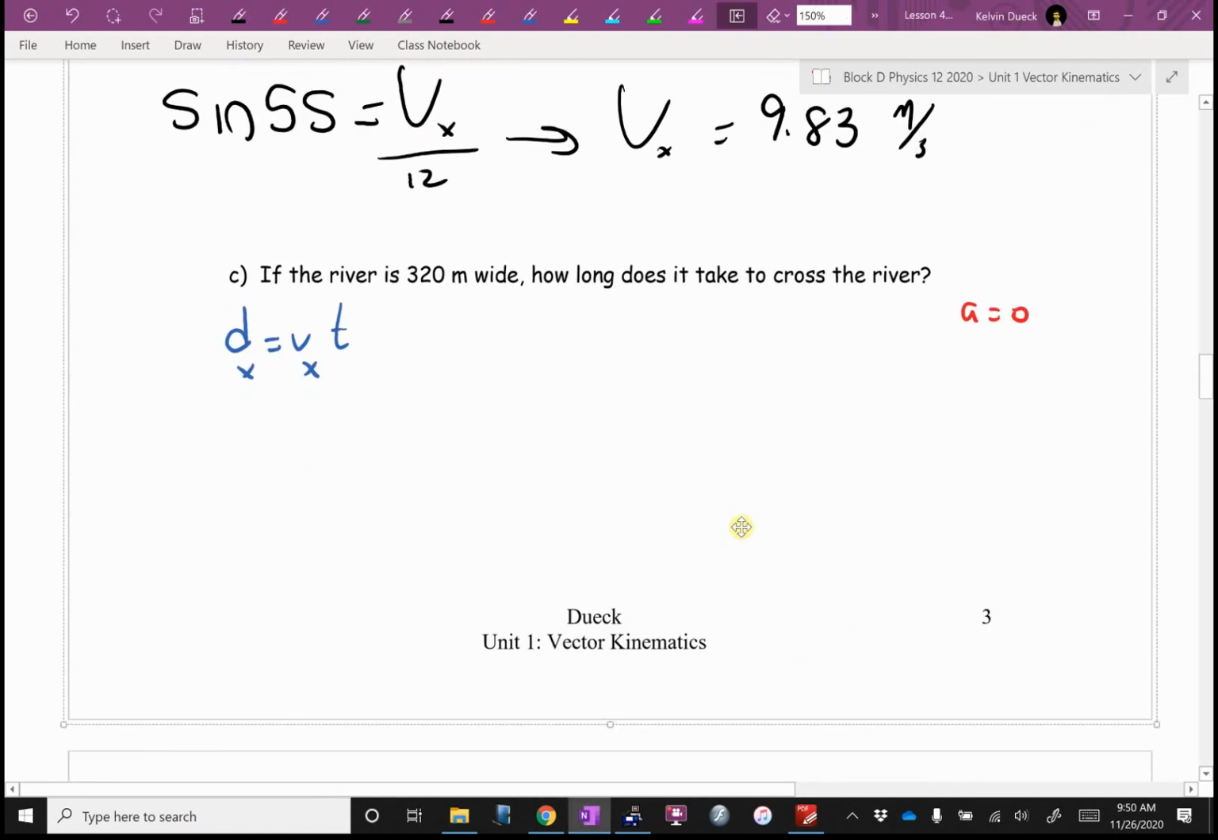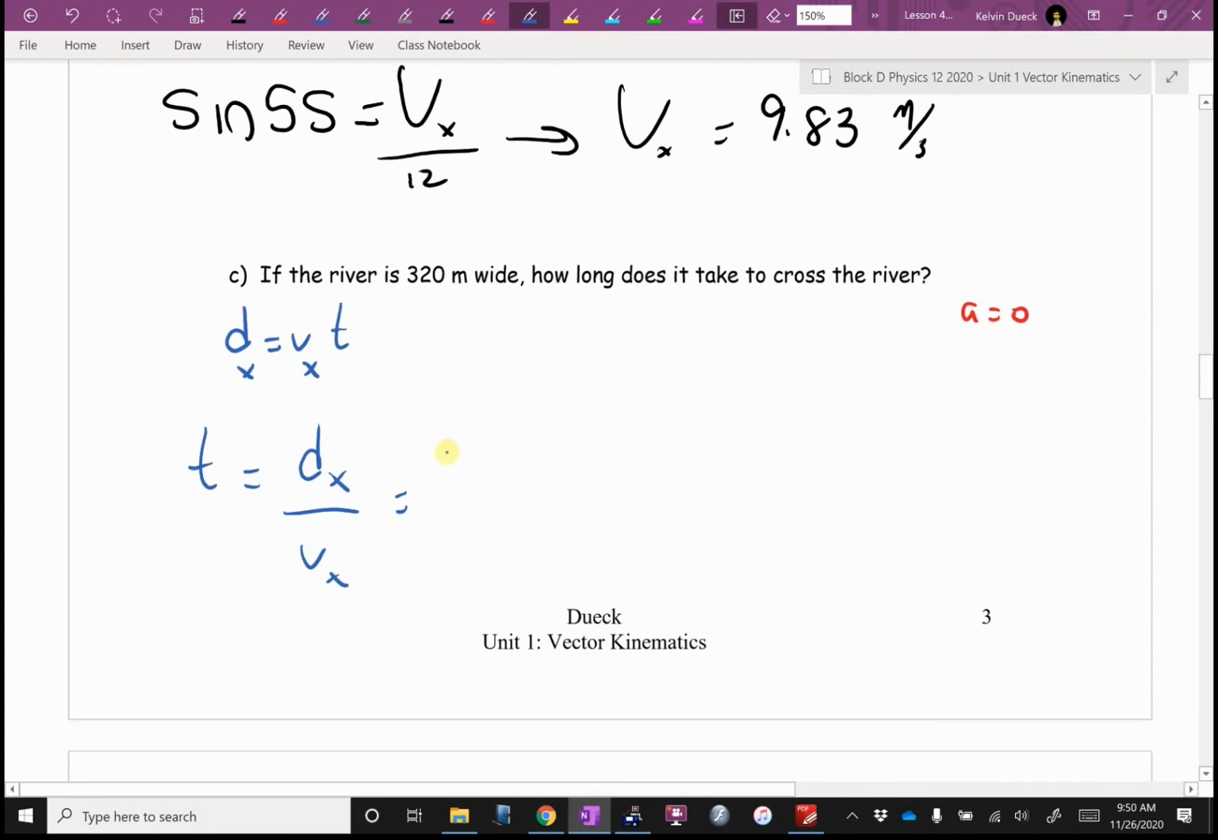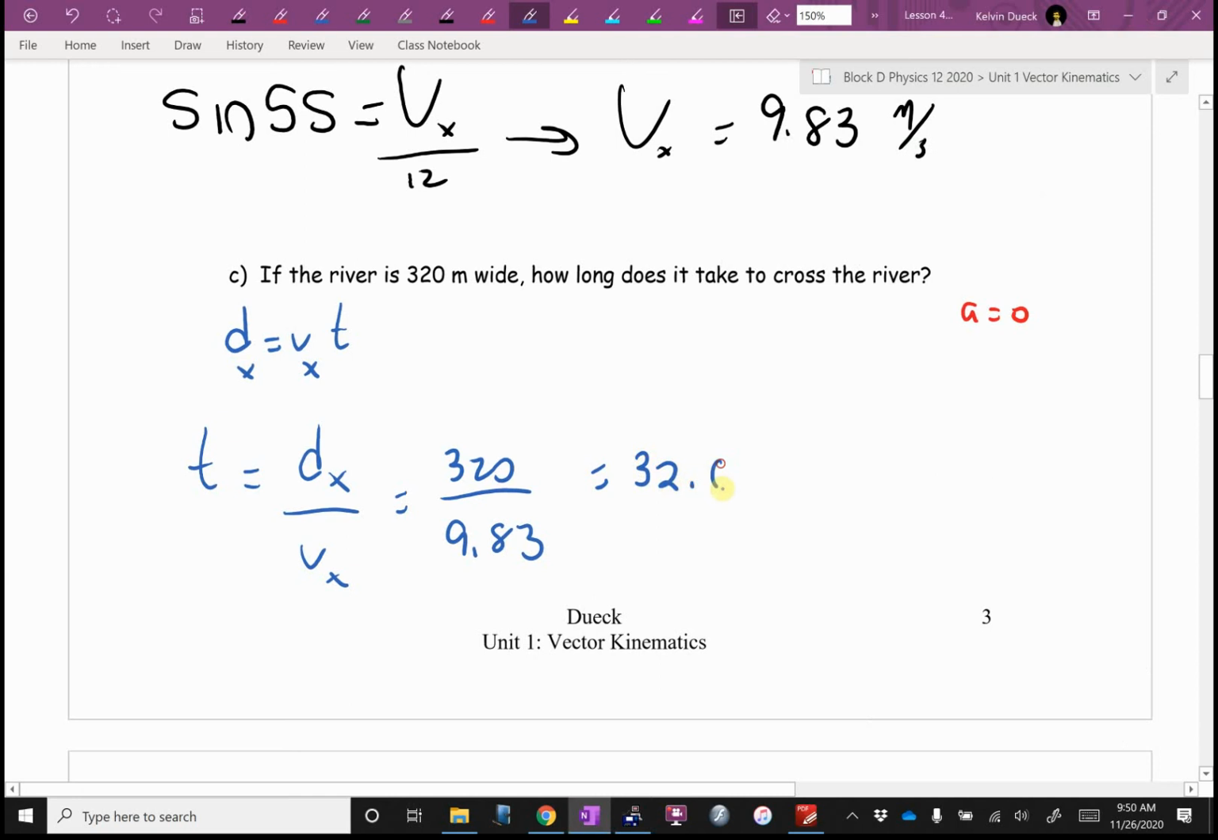continuing on then, I think we're going to say time is dx over Vx. It was 320 divided by 9.83. And I get 32.553. I'll call it 32.6, but I'll see if I can leave this on my calculator for further calculations. And that's time, seconds. Direction, scalar.